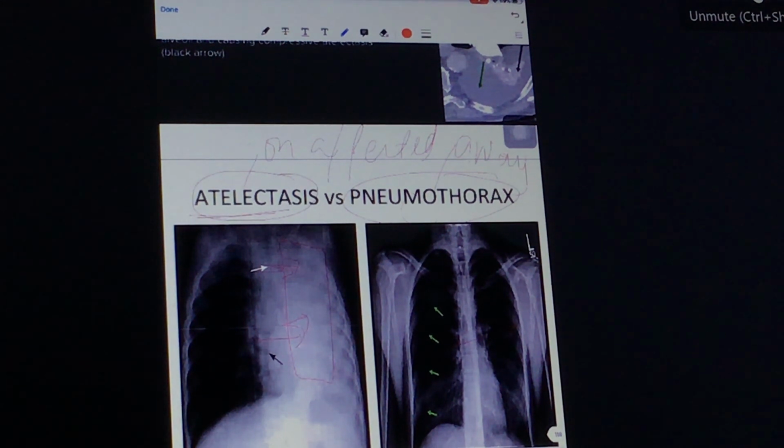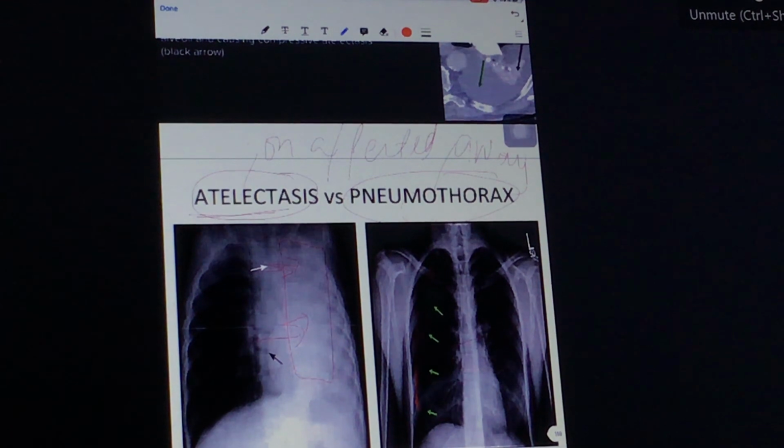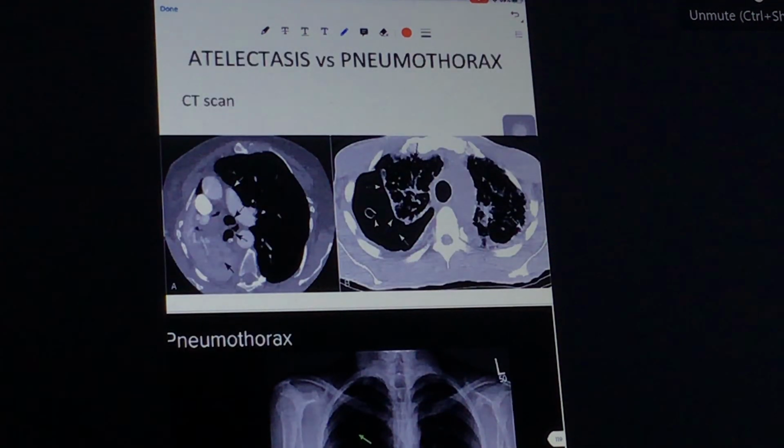To compare this and confirm the diagnosis by CT scan, I will not discuss CT scan anymore because it's for your third year of radiology.